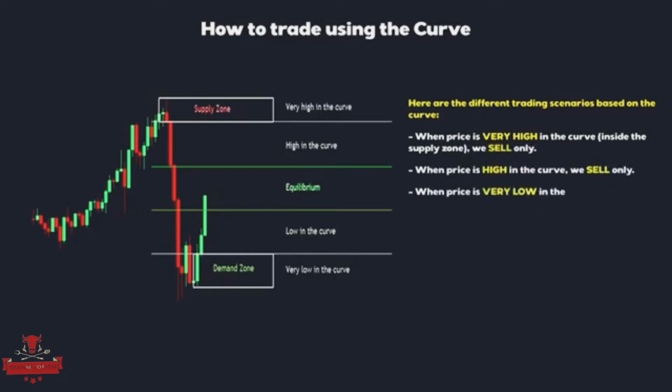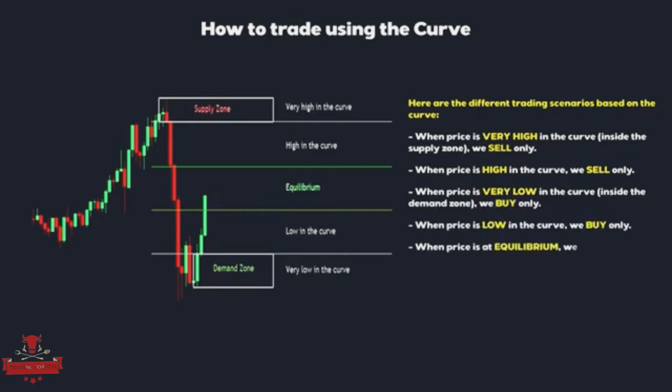When price is very low in the curve, we buy only. When price is low in the curve, we buy only. When price is at equilibrium, we have 2 options: either trade with the prevailing trend or we don't trade.